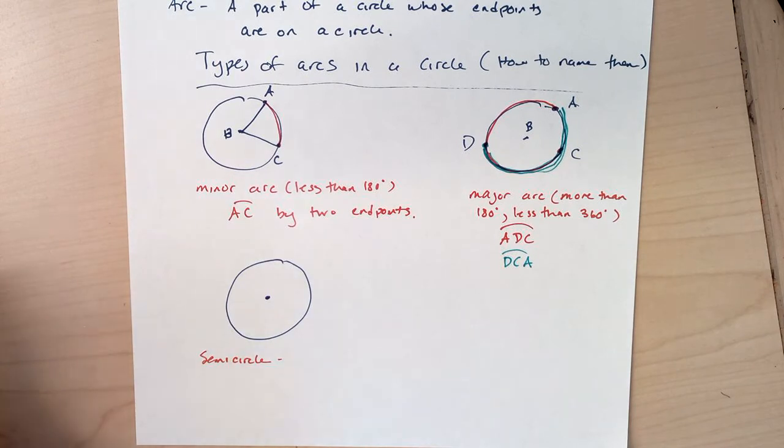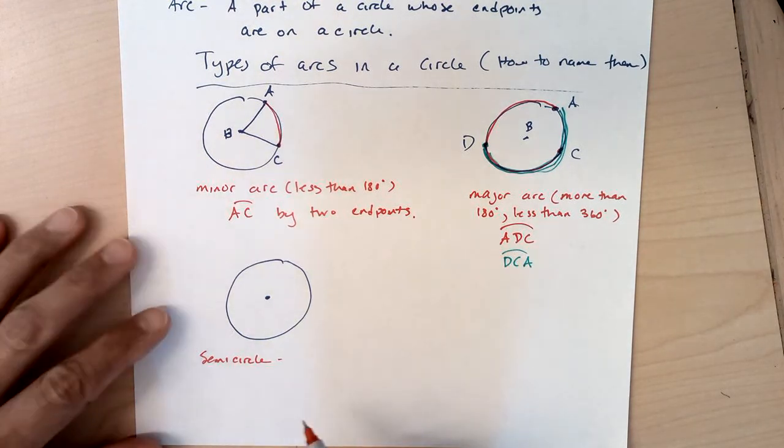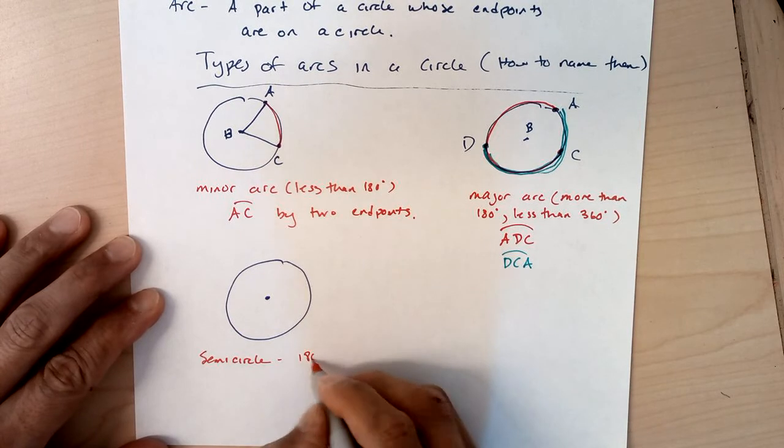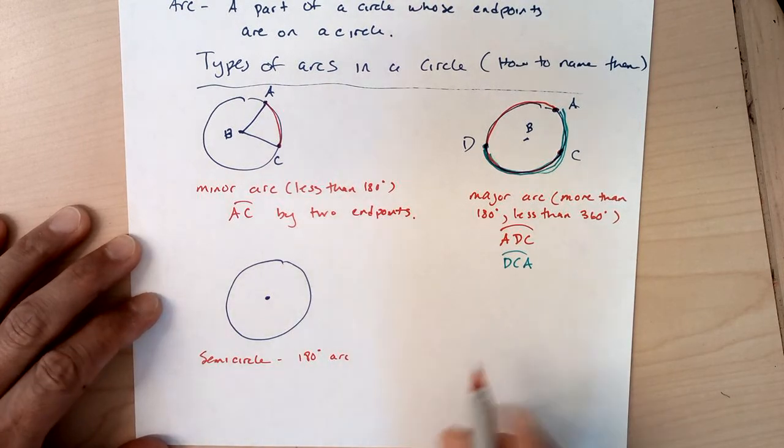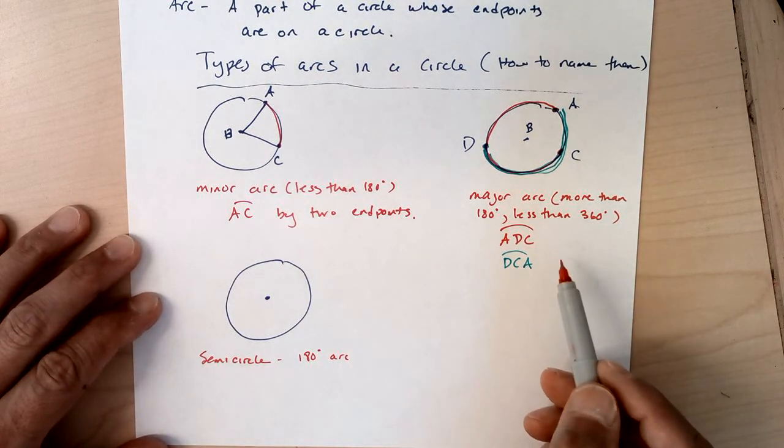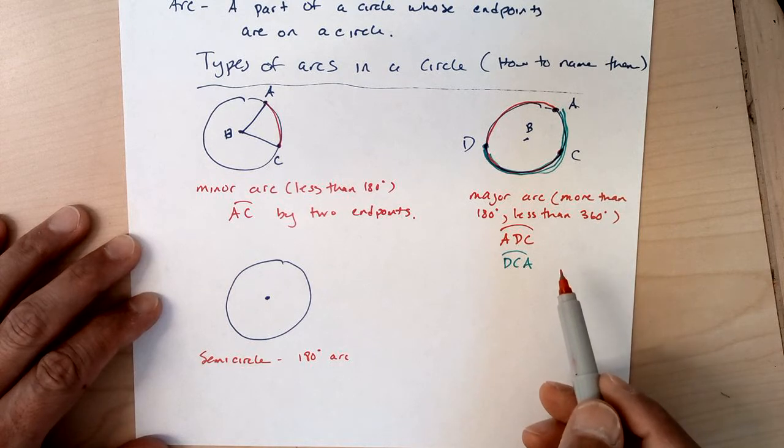And then the last type of arc is a semicircle. That basically tells you exactly how much the measure of a semicircle should be. Half a circle, 180 degrees. Kind of like with a major arc, you have to name a semicircle by three letters or 3 points. The two outside points have to be the end points of the arc.